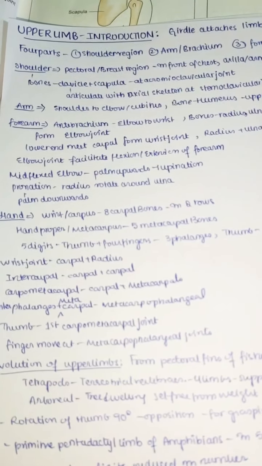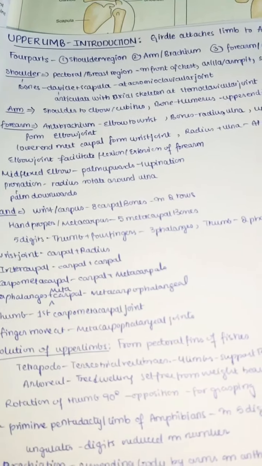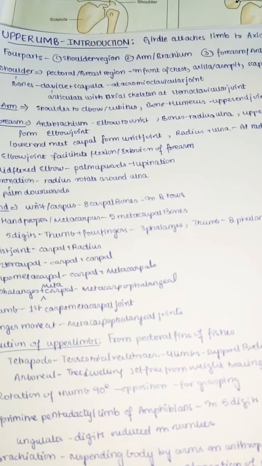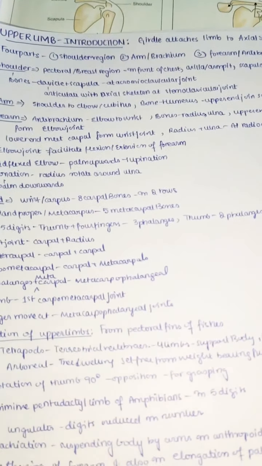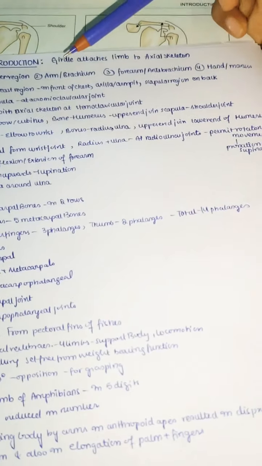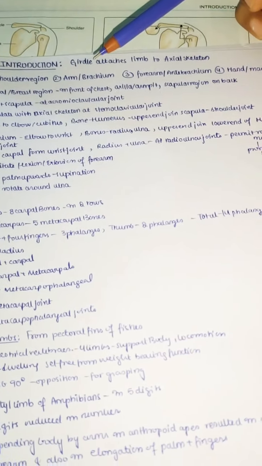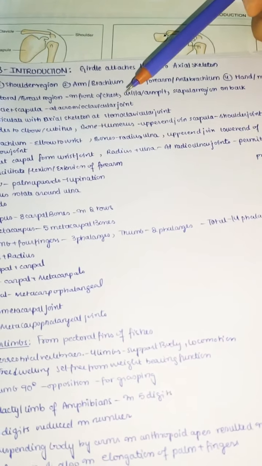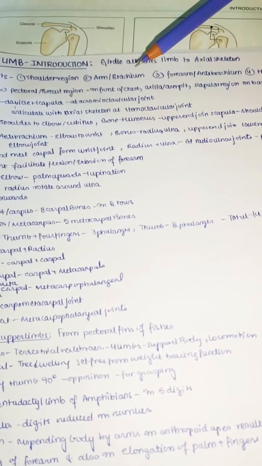Back to our channel. Today we are going to start a new series on our videos, that is upper limb anatomy. So we'll start with introduction. If you know, the girdle is nothing but a fixed structure, and to that the loose structures are arranged. Normally it's a basic arrangement type.